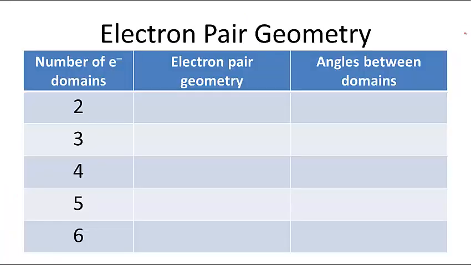Now we're going to give names to these electron pair geometries. With 2 domains, the angles between the domains are 180 degrees. If I have something that's 180 degrees apart, what do we call that? A line. So this is linear. I didn't show you the 3-domain one.